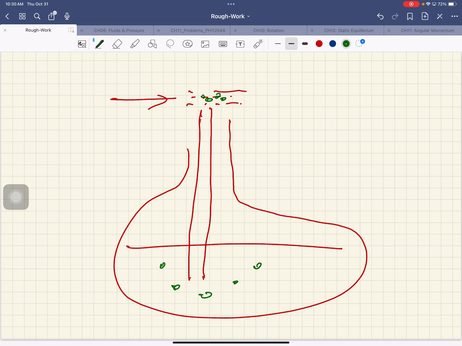How did you decrease the pressure here? Because you increase the velocity. So entrainment is an insertion of one fluid into the flow of another fluid.